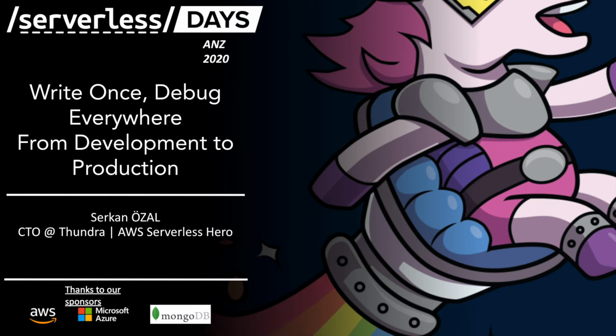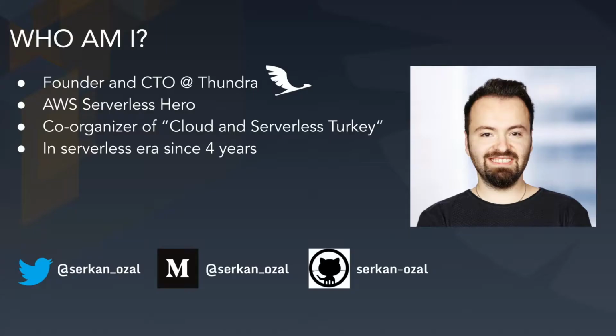This is Serkan Ozal. Let me introduce myself first. I am founder and CTO of Tundra, which is a debugging, monitoring and security solution for serverless-centric workloads. And I have been honored to be recognized and nominated as AWS Serverless Hero 3 months ago.